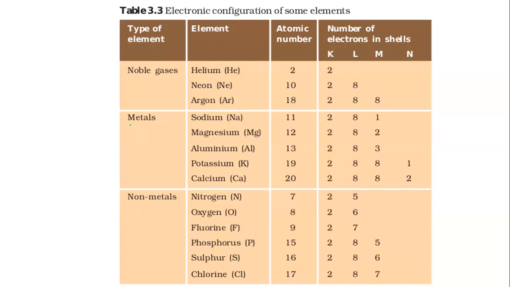We have discussed metals: sodium, potassium, calcium, aluminium, magnesium. All these are examples of metals. So you have to remember their configuration and atomic number. Non-metals are nitrogen, oxygen, fluorine, chlorine, phosphorus, sulfur. So we have discussed all the elements till atomic number 20. So you can go through this table.